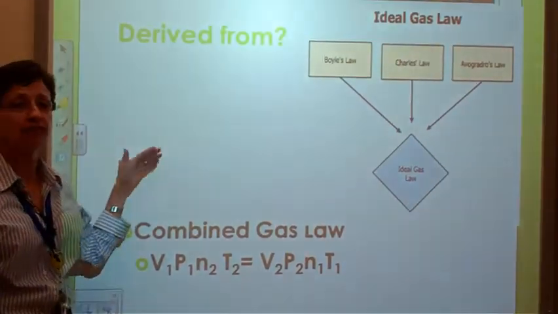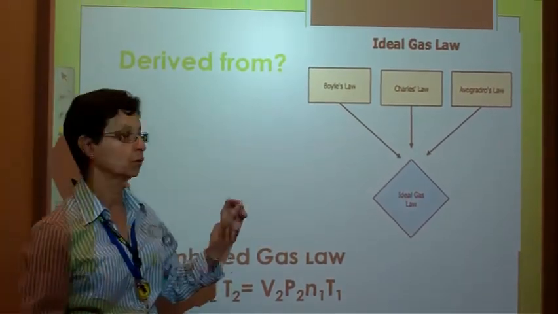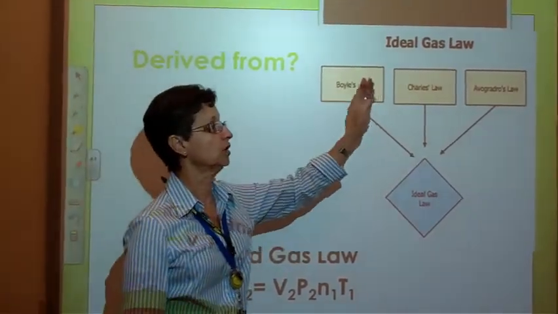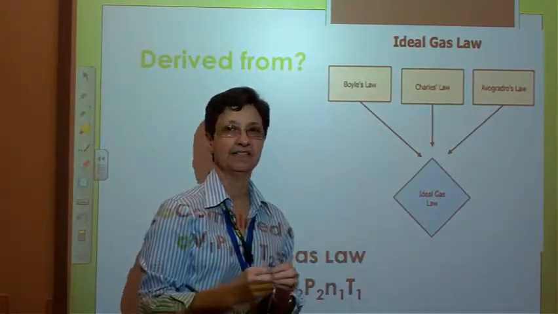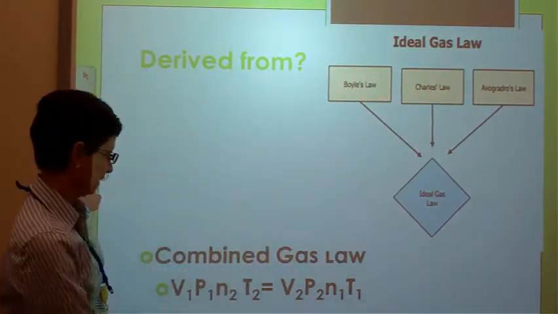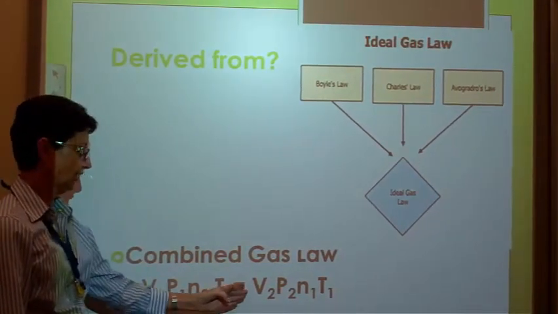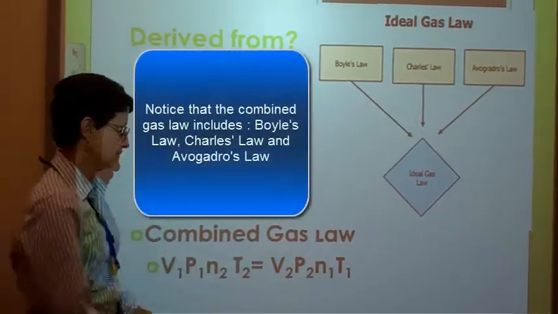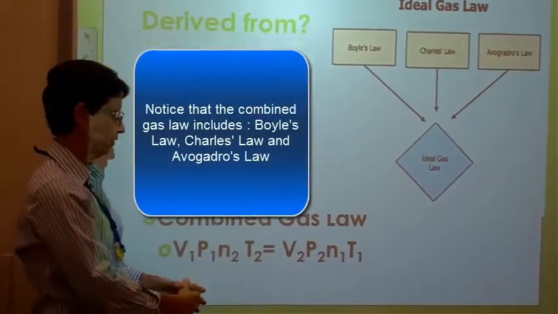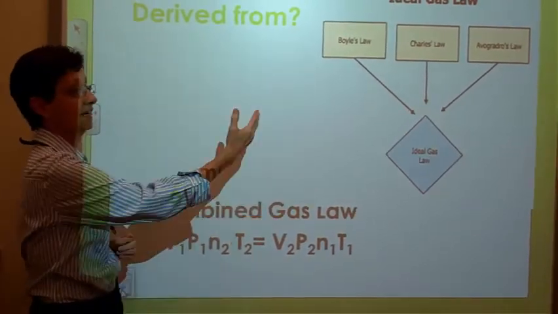All right, how was this law derived? The law is derived from three laws that we have already discussed: Boyle's law, Charles' law, and Avogadro's. All of those make up the ideal gas law together. V1 P1 n2 T2 equals V2 P2 n1 T1. So putting all of that together, this is the combined gas law, and we derive the ideal gas law.